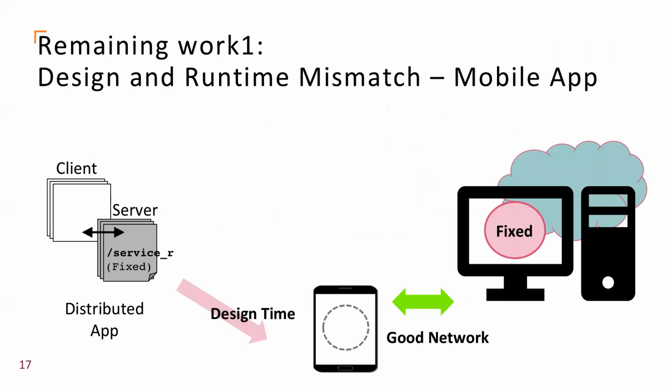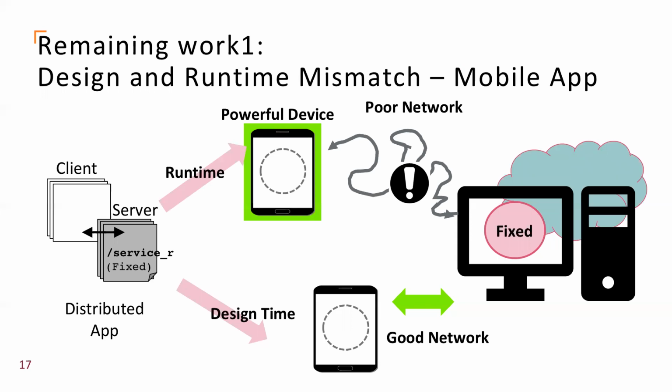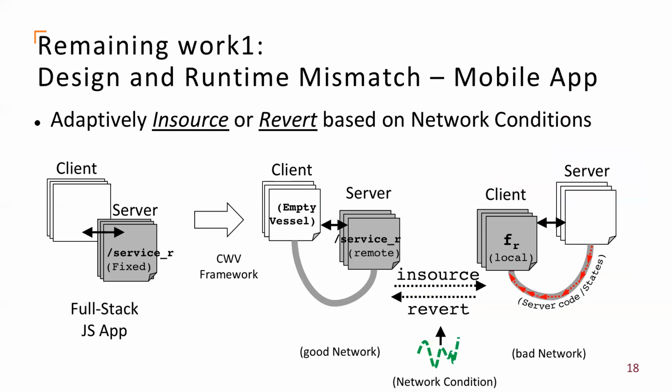At design time, the application considers a good network. However, at runtime, the application is executed in a poor network, and the mobile device can have powerful resources. In these conditions, application functionality can be executed on the device rather than the remote server. For the remaining work, we propose an adaptive redistribution framework that dynamically assigns the functionality based on the network condition.